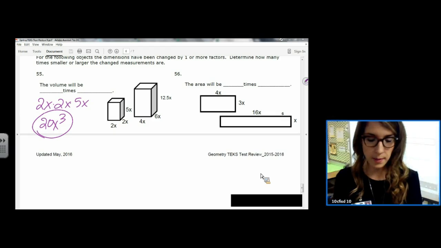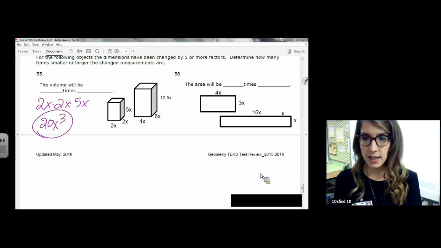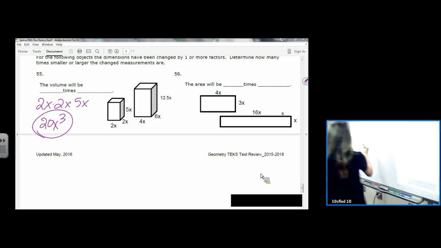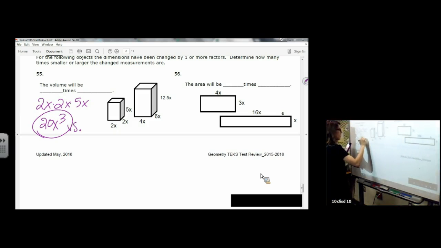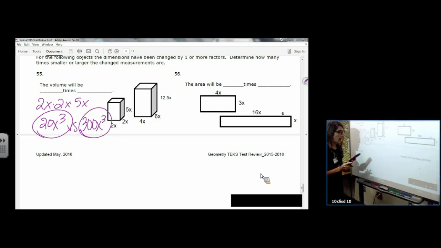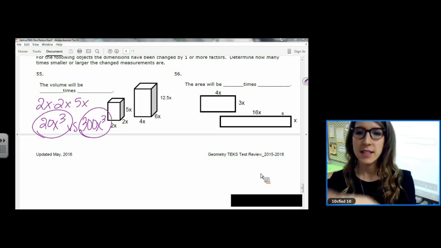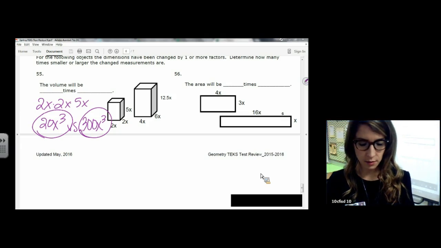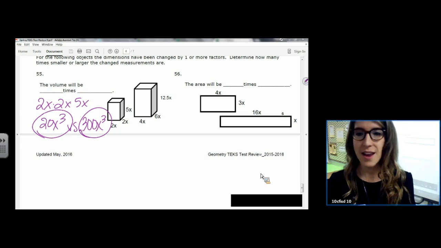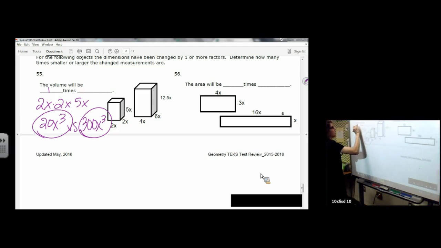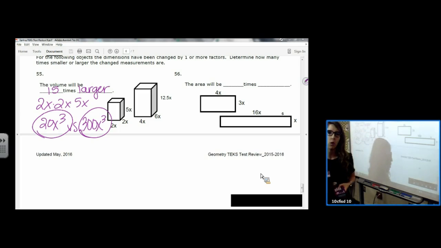The volume of the next one, let's just multiply them. 4 times 6 times 12.5. The volume of the next one is 300x cubed. So I want to know how many times bigger the volume is, and that's just a division problem. Second over first. So 300 divided by 20, and you get 15. The volume will be 15 times larger, 15 times bigger, 15 times more.